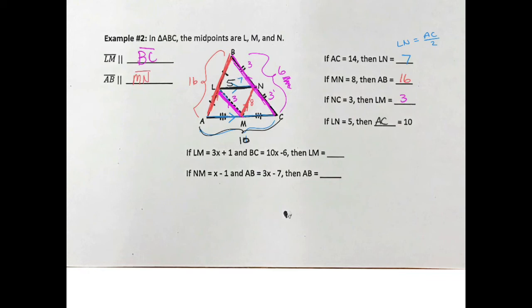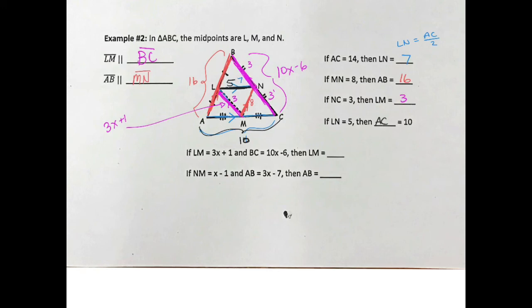Alrighty, in the last part of this down here, it says that LM is 3x plus 1. So LM, the magenta segment, is 3x plus 1. And BC, the leg that runs parallel to it, let's get rid of some of this mess over here, is equal to 10x minus 6. They want us to find LM, so they want us to find x and then plug that back in.